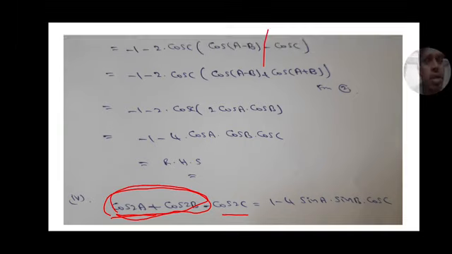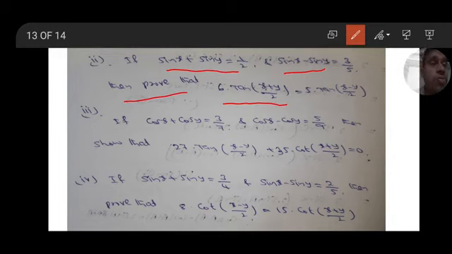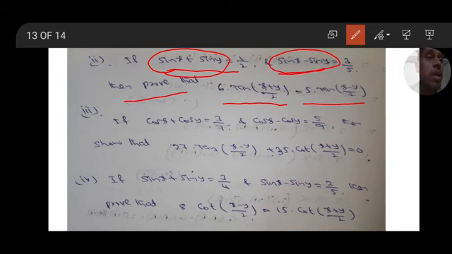Next homework problem. If sin x plus sin y equals 1 by 2 and sin x minus sin y equals 3 by 4, then prove that 6 into tan of (x plus y) by 2 equals 5 into tan of (x minus y) by 2. This is the first type of problem. Apply the sin c plus sin d formula for equation 2 and the sin c minus sin d formula for equation 4, and you get the answer.